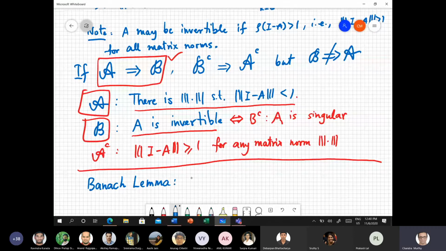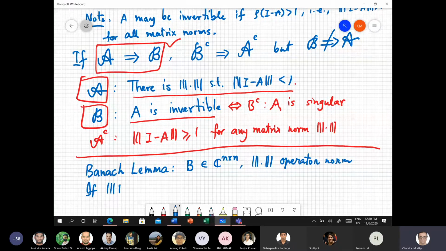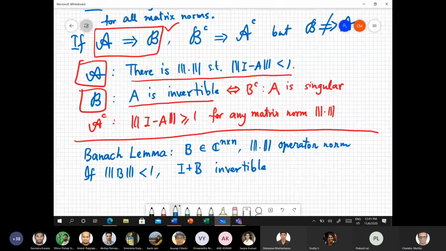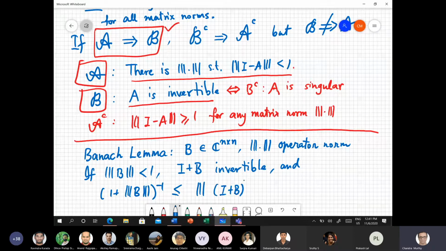Which said that if B is an n cross n matrix, and this is an operator norm, then if norm of B is less than 1, then I plus B is invertible, and 1 plus norm of B inverse is less than or equal to norm of I plus B inverse is less than or equal to 1 minus norm of B inverse. Okay.